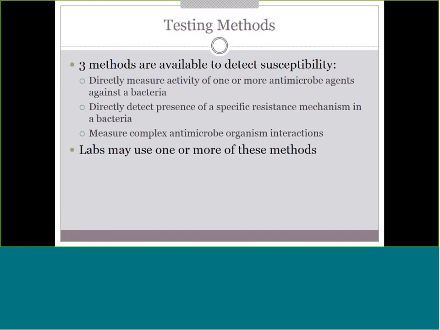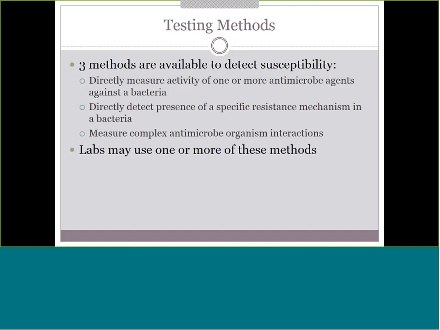So there are 3 testing methods that you can use to detect susceptibility. The biggest main one now is in an analyzer, and you set up a panel. You incubate that panel, let it grow out for a day, and then you throw it into an analyzer for it to read. And so it's directly measuring the activity of 1 or more antimicrobic agents against that bacteria. So usually there's quite a few antibiotics on there that it's reading for. It's looking to see, did the bacteria grow in the presence of that antibiotic?